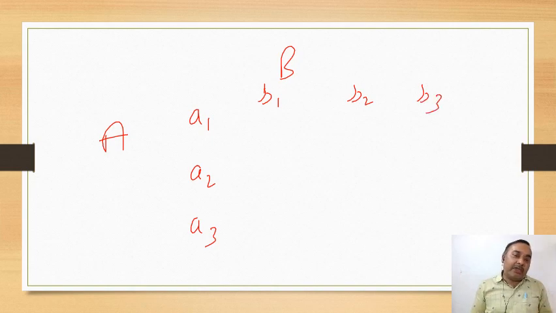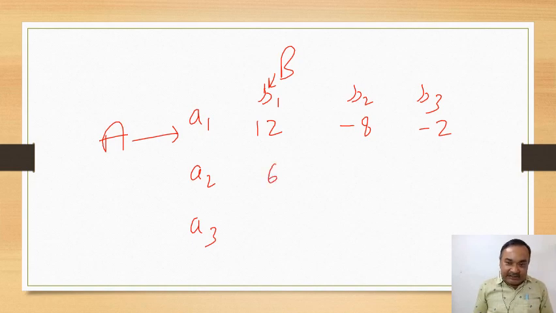If company A goes for the A1 strategy and B goes for the B1 strategy, then there is an outcome of 12. For instance, here it is minus 8, minus 2, 6, 7 and 3, and minus 10, minus 6 and 2.